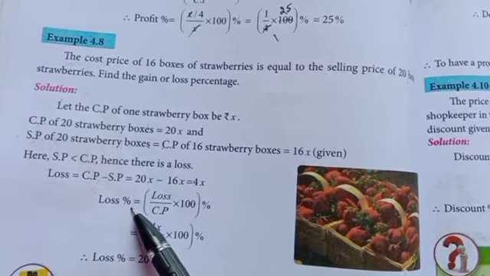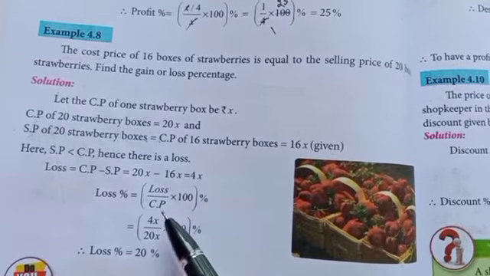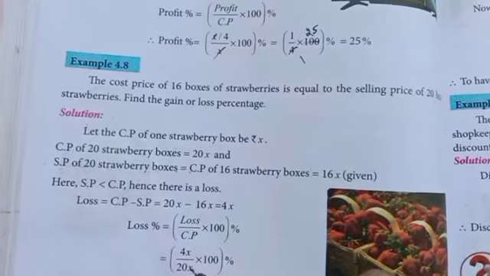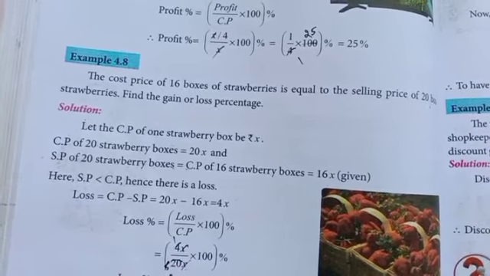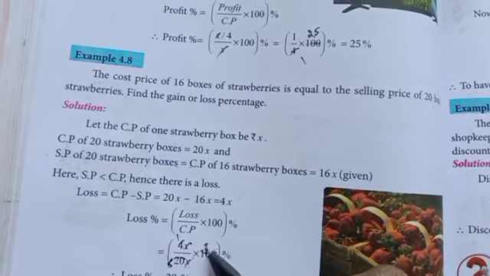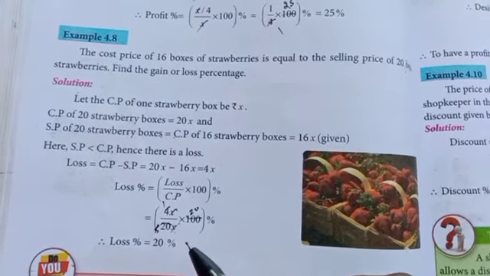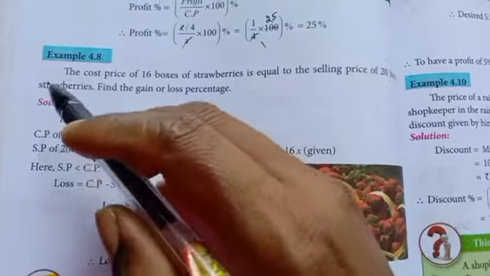We have to calculate the loss percentage. Loss by CP into 100. Loss is 4x by CP, which is 20x, into 100. So x cancels. 1 4 is 4. 5 4s are 20. Then 1 5 is 5. 20 times 100, 20 into 5 is 100. So loss percentage is equal to 20%. Okay, this is a very important problem.